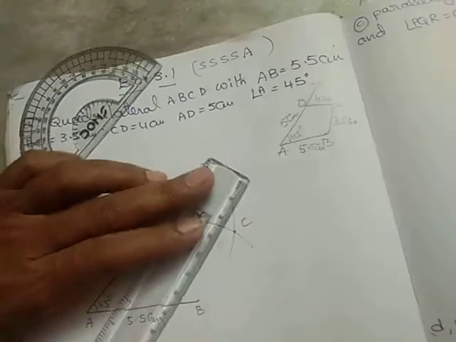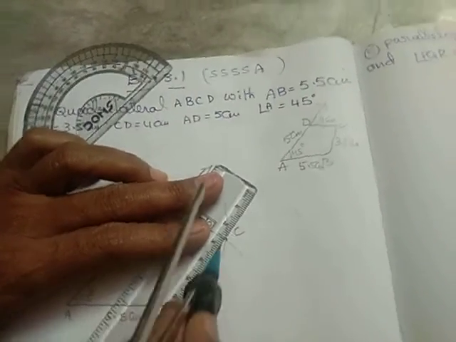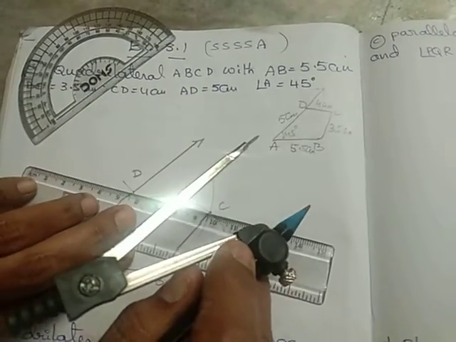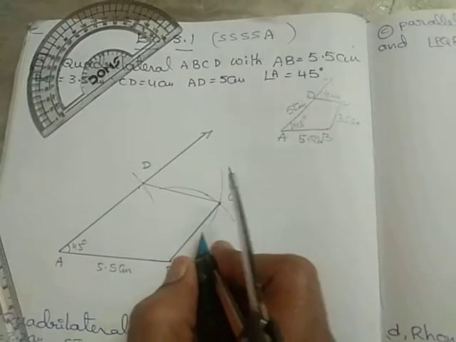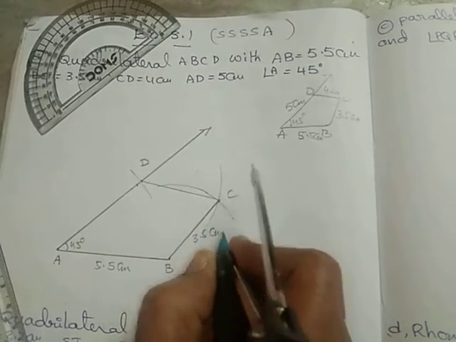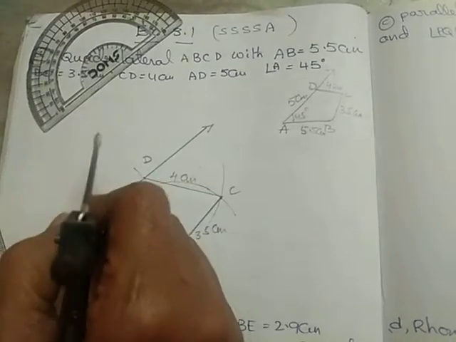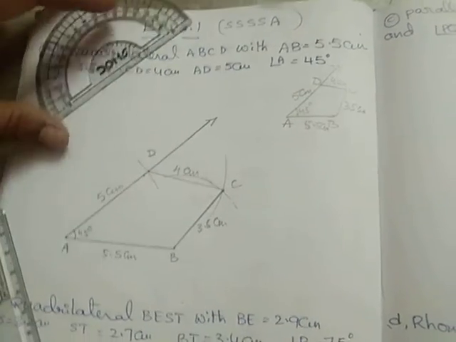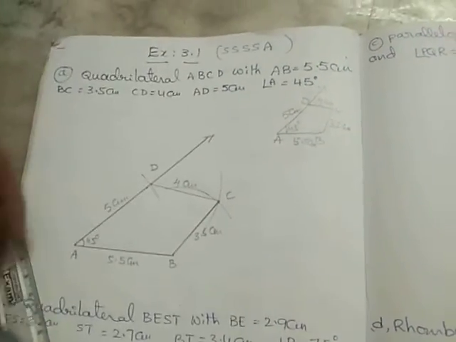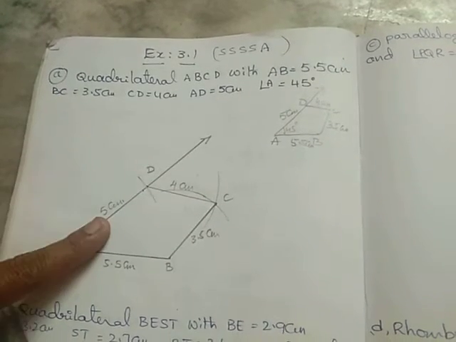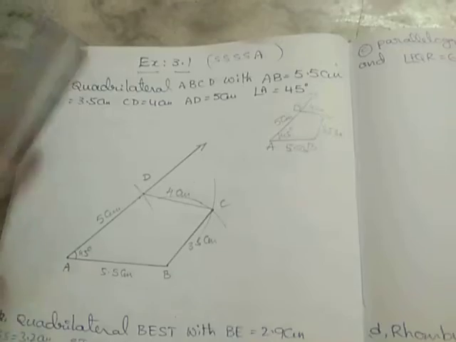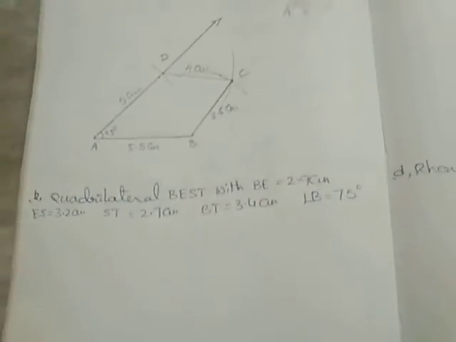Join BC. Join CD. So this is 3.5 centimeters and this is 4 centimeters and this is 5 centimeters. So this is our required quadrilateral ABCD. And you have to write the construction steps in your own words. Steps of construction.